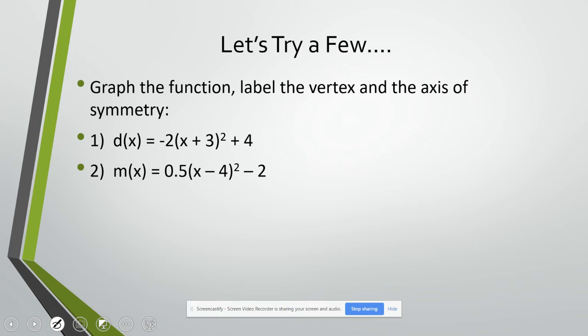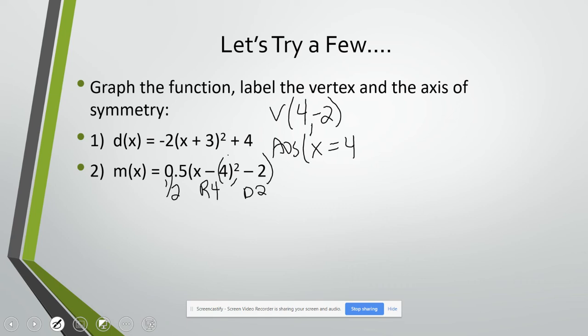All right, number 2. This 0.5 is the same as 1/2. That's a vertical shrink by 1/2. And then inside our parentheses, remember x is our liar, so that's a right 4 and a down 2. We also know, because this is in vertex form, that our vertex is at 4, negative 2, and that our axis of symmetry is at x is equal to 4.